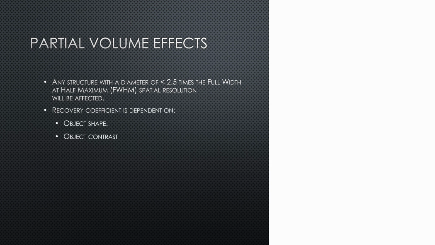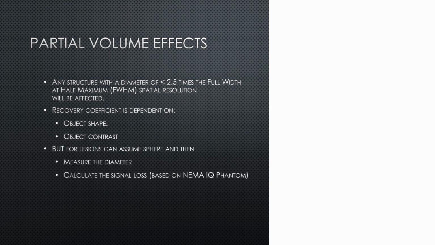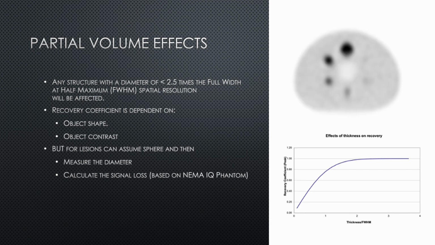And we know the amount of uptake that we measure is dependent on the object shape and the object contrast. But we can correct for this. One of the simplest ways is if we assume that our feature is a sphere, what we can do is measure the diameter and then look at a table to see what signal loss we would get from that size of feature. So let me show you an example here.